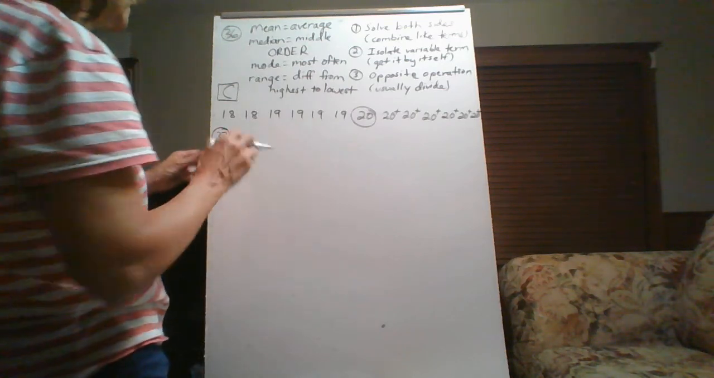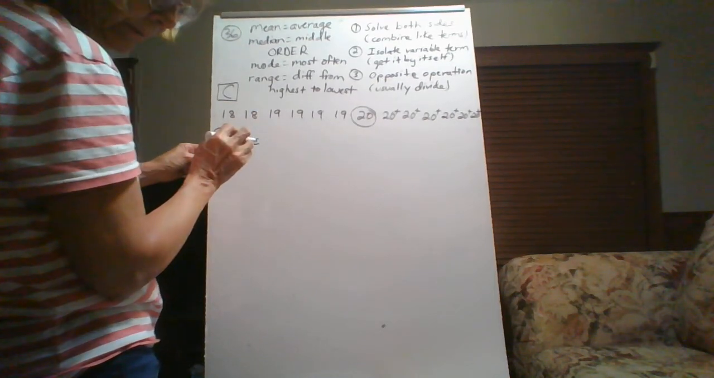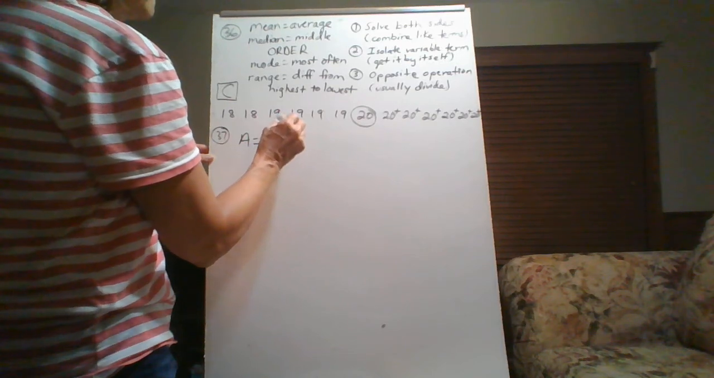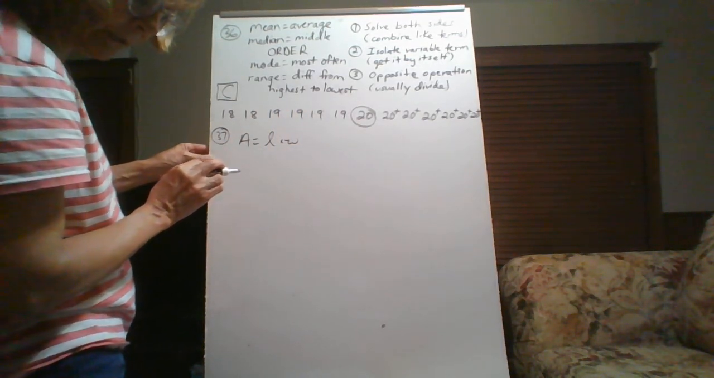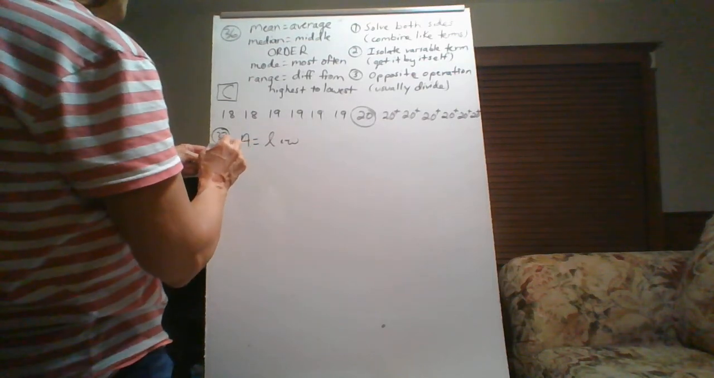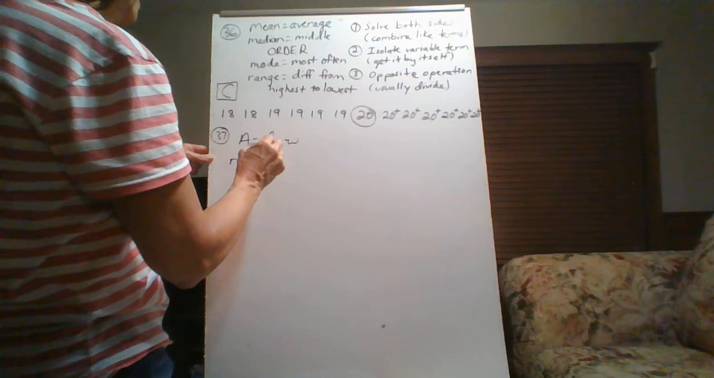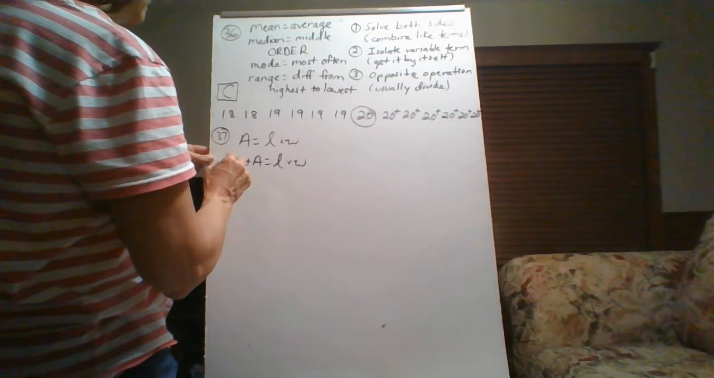Okay, so the area is length times width. That'll be given to you. I'm just going to write that down. The area is length times width. So let's look at rectangle A. Rectangle A would have an area of length times width.